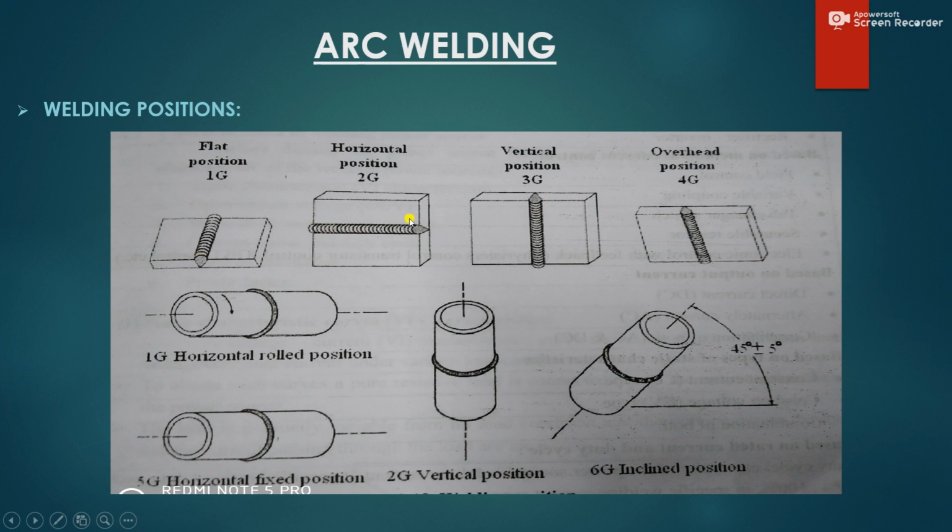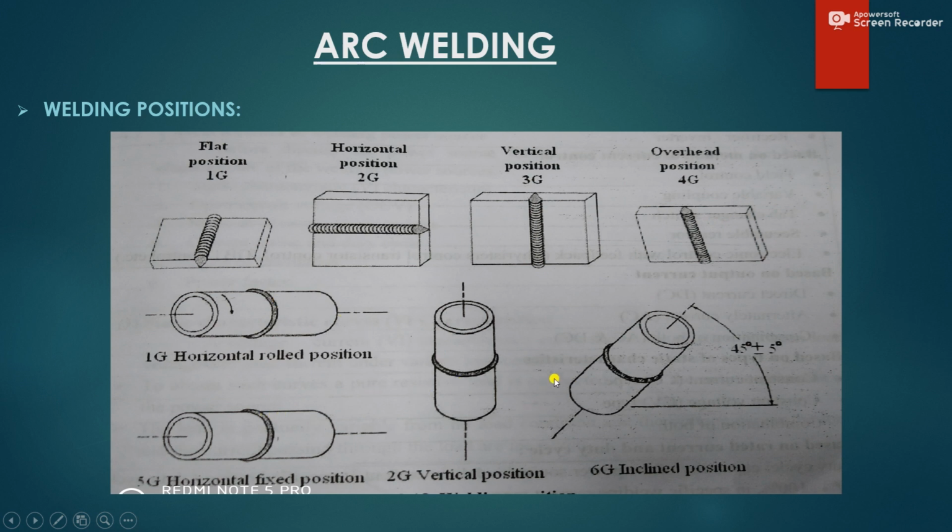This is the flat one. This is the horizontal position, as we said. This is the vertical position, in which the direction will be vertical, and the weld axis will be perpendicular to the ground. This is the overhead position, in which the groove is above your head. This is the horizontal rotor position, covering the 4 positions, 1, 2, 3, and 4.